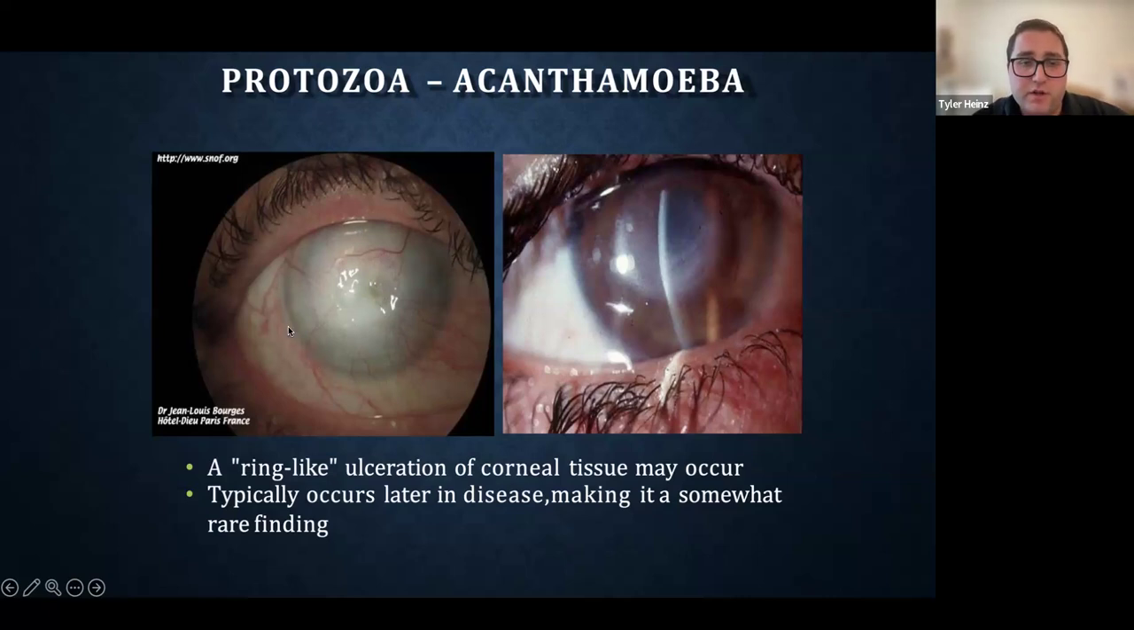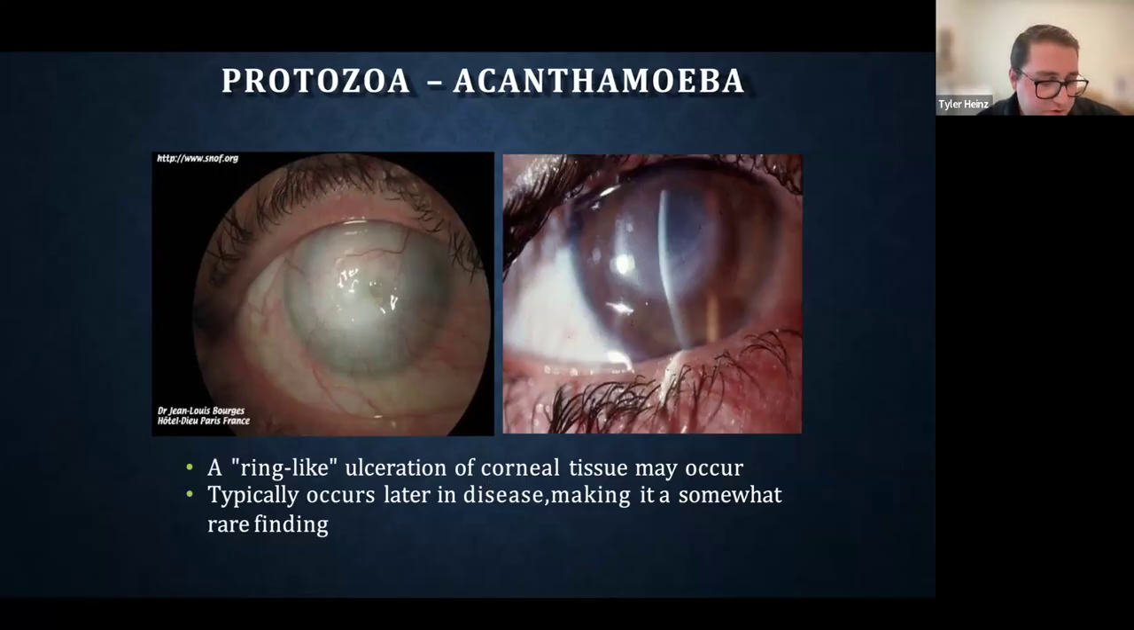They may be able to get a corneal transplant and try and help fix this, but again, it depends how deep that infection went. If it went into the anterior chamber and the more posterior parts of the eye, sometimes there's just nothing that we can do. So again, the biggest thing with acanthamoeba keratitis, like I said on the last slide, I put a star right here: a ring-like ulceration, and of course your stromal deposits.